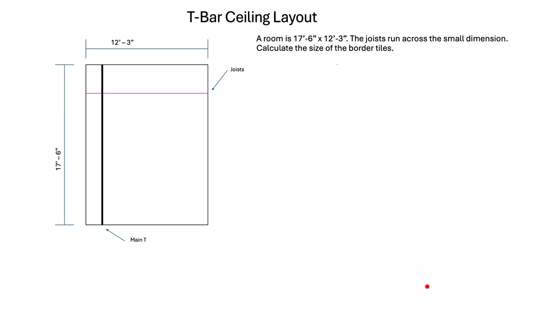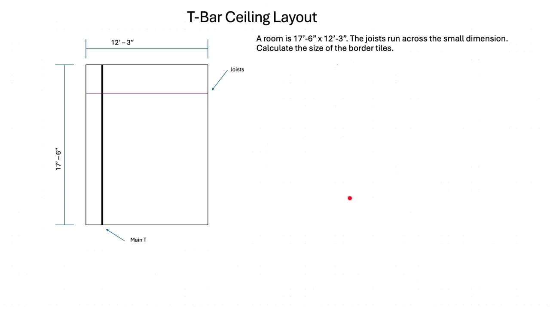So this is a basic question on the concept of how to calculate T-bar ceilings or anything that has tiles. It could be tiles on the ground or paneling on the wall, anything where you install pieces and you don't want the edges to end up with a tiny sliver of an inch or something like that. Same with flooring. Let's have a look at the question.